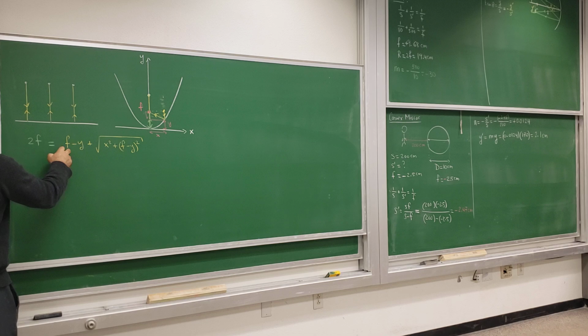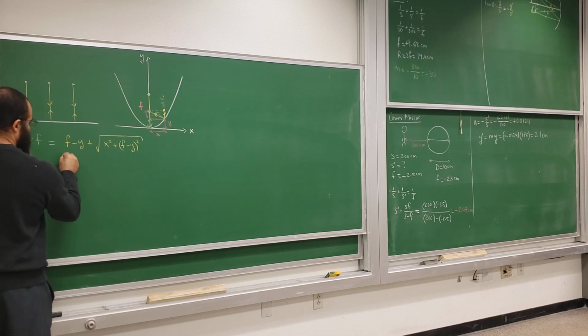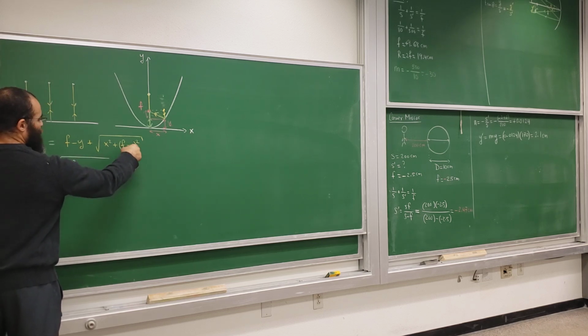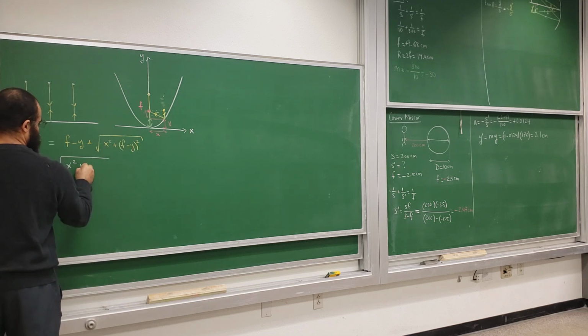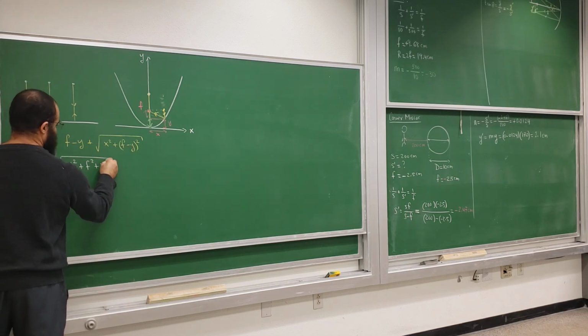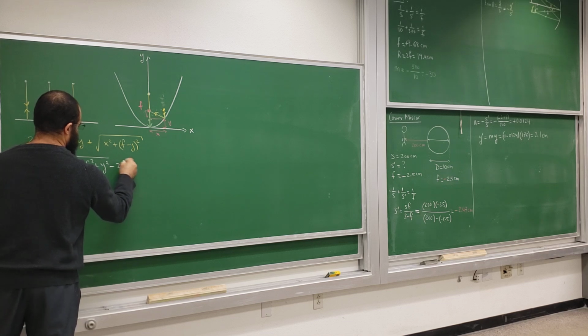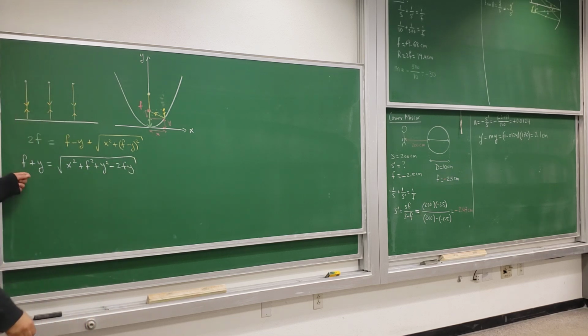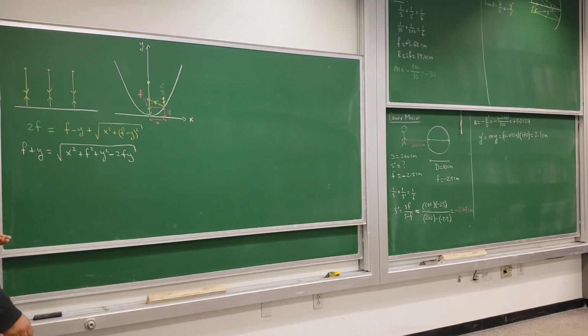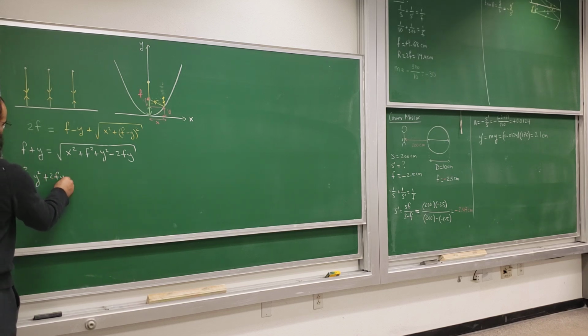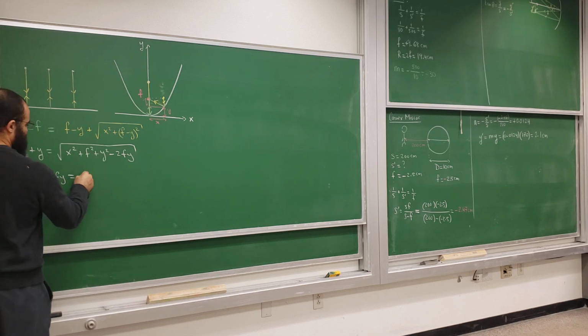So you get F minus 2F minus F is F, and then it becomes F plus Y. On the right side, I have the square root of X squared. Let me open this up. So it becomes F squared plus Y squared minus 2FY, like so. And now I need to get rid of the square root. So square both sides. When you square the left side, it becomes F squared plus Y squared plus 2FY. When you square the right side, just the square root goes away.